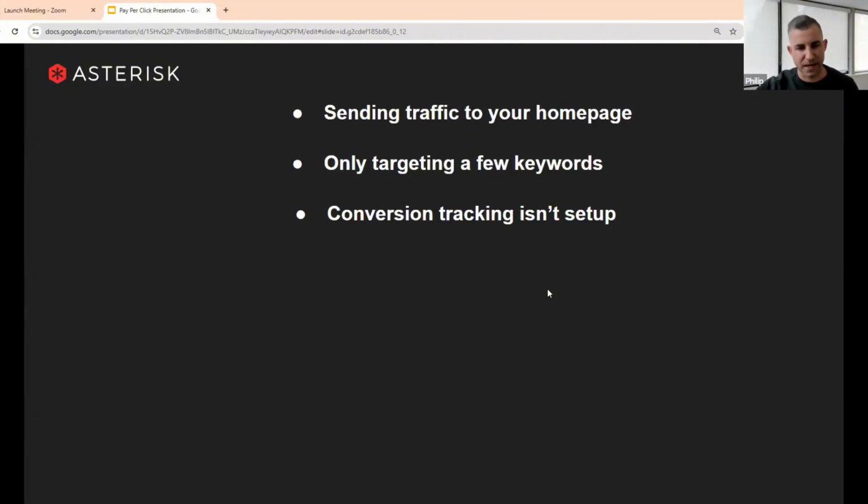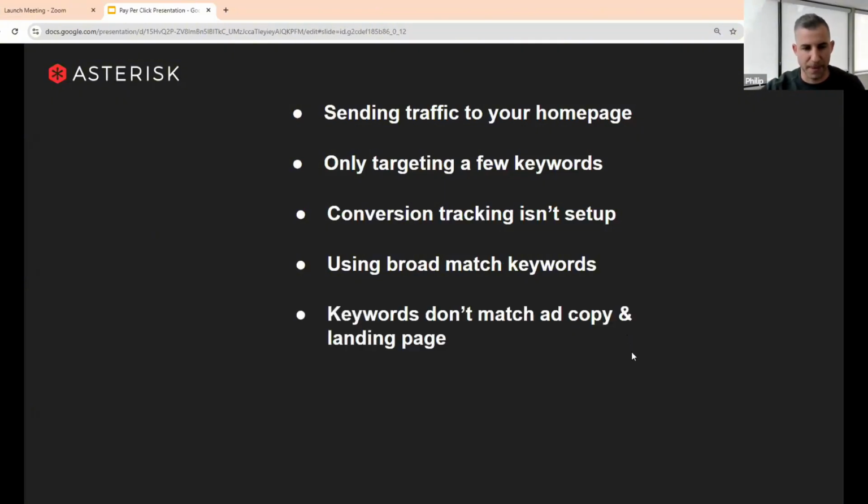Conversion tracking isn't set up. If you don't know which ads or keywords are generating leads, then how do you really optimize anything? This is a very, very common one with people who do it themselves. Broad match is another one. It's usually a no-no. There are rare cases where we would run that.